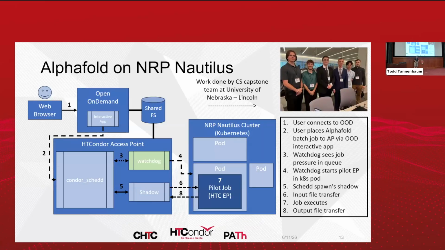The second example I thought was really interesting was AlphaFold on NRP Nautilus. This was some work done by a CS capstone team at University of Nebraska-Lincoln. The concept here is they wanted to run AlphaFold workflows on NRP Nautilus, but they had some issues. They were unable to mount a database, because AlphaFold requires a database that they have, I believe, pre-set up on all these pods. I don't know specific details, so I feel like I'm failing right now, but they have these specific bits of information that they need to get there. And they're like, how do we do this?